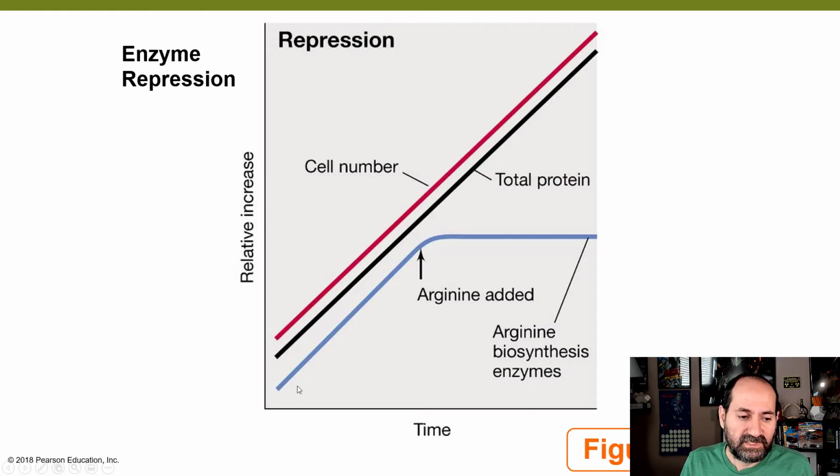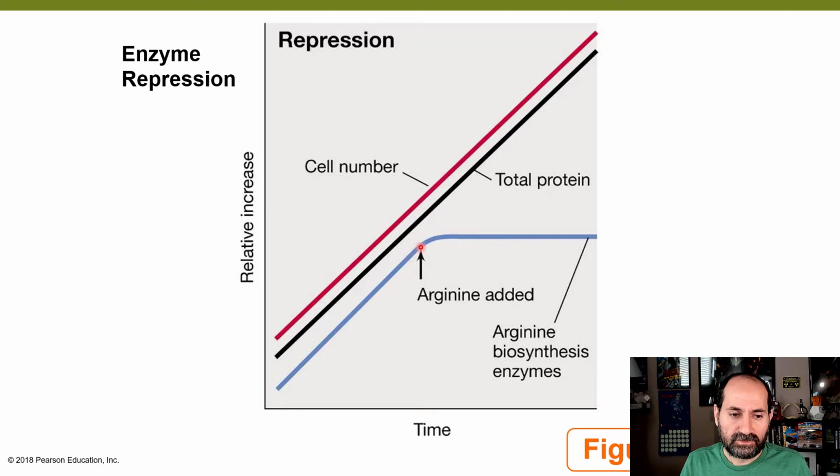So take a look here. Let me give you a concrete example. Over time, a cell will grow in numbers, and the total protein numbers will increase, right? So you've got cell numbers increasing, total protein increasing. And notice that the blue line represents arginine gene expression. So you've got gene expression of proteins that synthesize arginine and the precursors of arginine. If there's no arginine in the environment, as the population grows, the cell's producing the enzymes required to make arginine.